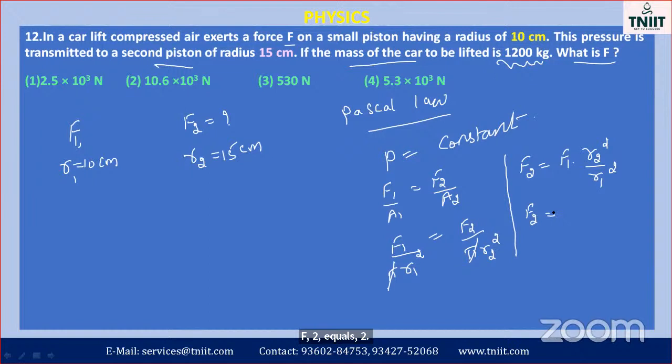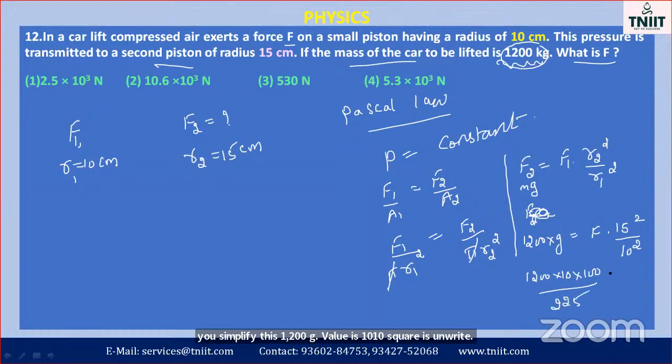In the second case, the mass is given. How many kg? 1200 kg. So F can be taken as mass into g. So 1200 into g is the initial force, let it be F. R2 is 15 centimeter, 15 square. R1 square is 10 square. Can you simplify this? 1200, g value is 10. 10 squared is 100. 15 squared is 225, which is equal to F.